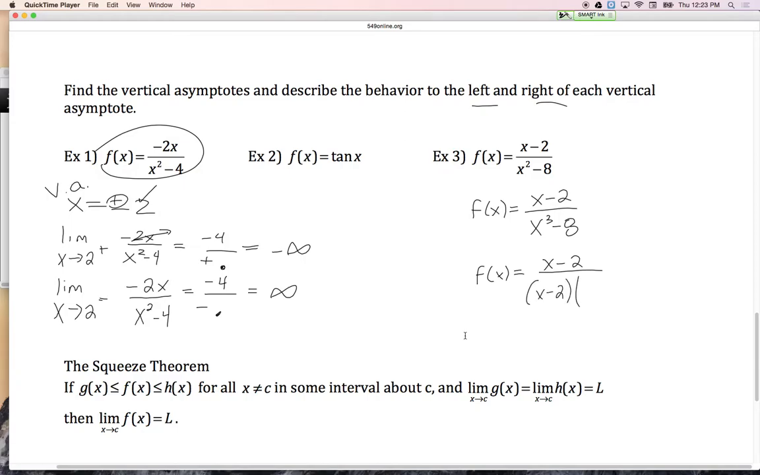Difference of cubes. x squared plus 2x plus 4. What happens to the x minus 2's? Gone. Now you're interested in this part. So you're like, okay, VAs, whatever that equals 0. I've got news for you. It's never going to equal 0. And I've told you that before.